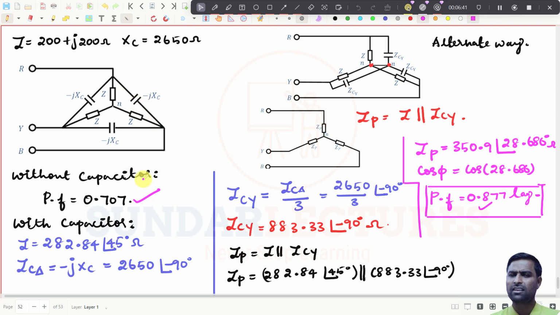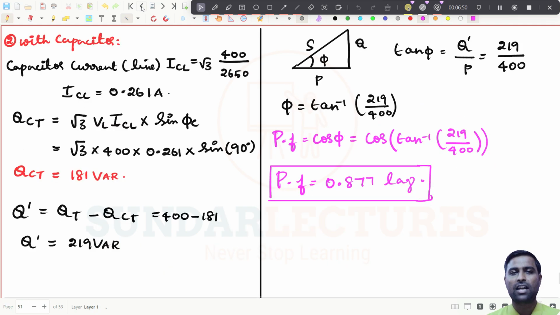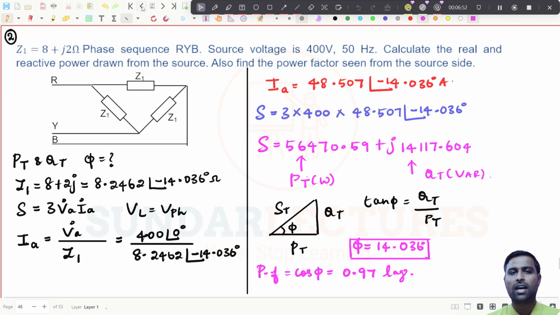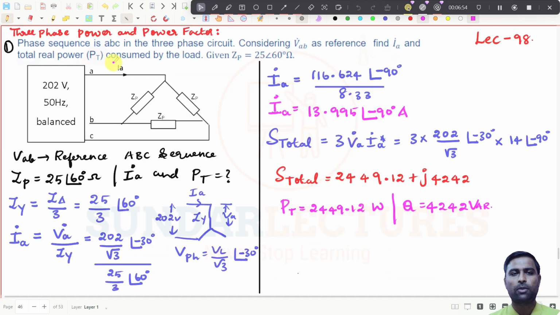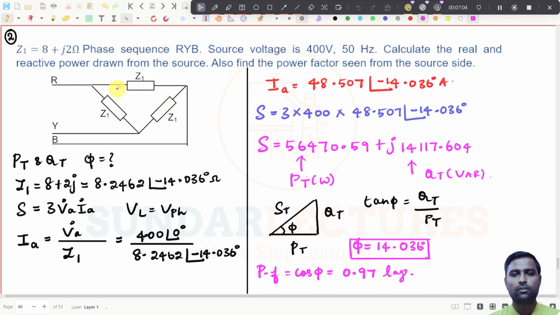If capacitors are connected, then obviously the power factor will be improved, right? That is what we have seen in this particular lecture. We started with the problems. This is the first problem, where you need to find the total power, real power and reactive power. That is what we have found. And in the second problem, we also took a delta connected load, and we tried to find the power factor angle and the total power, right?